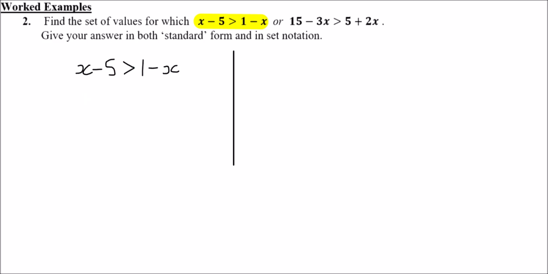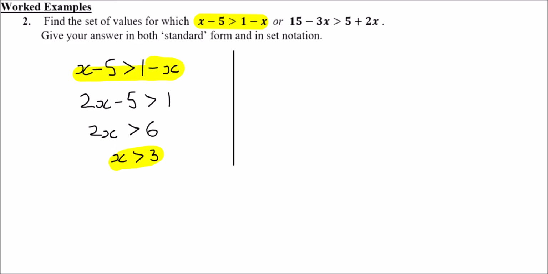Add x to both sides: 2x minus 5 greater than 1. Add 5 to both sides: 2x greater than 6. Divide through by 2. X has to be greater than 3. So from solving the first inequality, we have this.